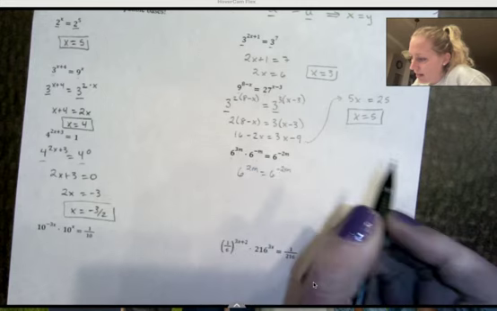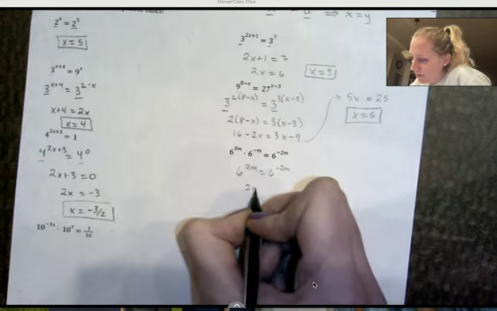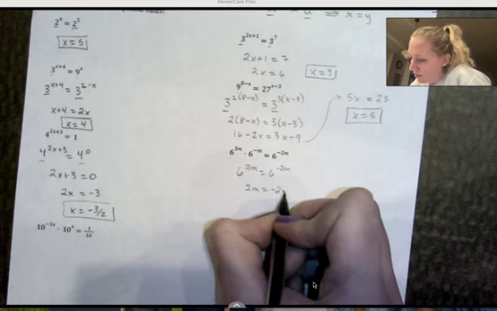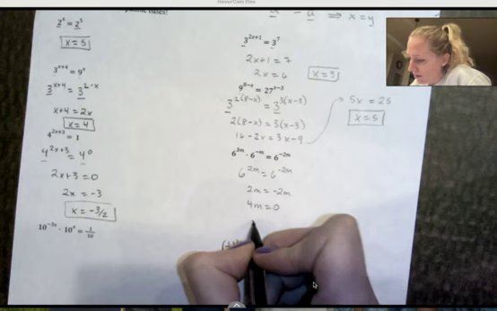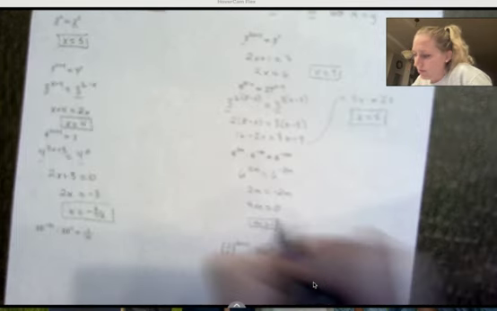So here I have 2m equals negative 2m. This one's not very exciting. 4m equals 0, divide by 4. So m is 0 in this case. Okay?